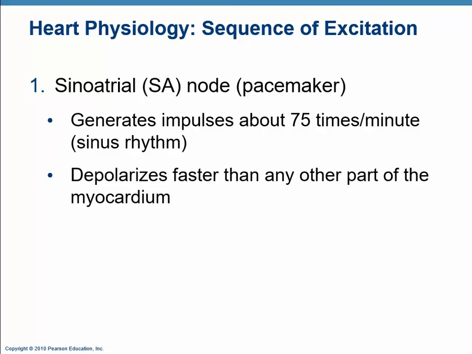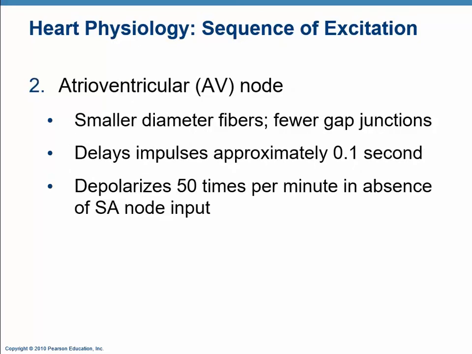When these cells fire, they set off an action potential that spreads through the myocardium of the atrium, and it gets down to this place called the atrioventricular node. Now, there are no gap junctions between the cells of the myocardium of the atria and the myocardium of the ventricles. The only place where this action potential can transmit is through the AV node. There are smaller fibers, fewer gap junctions, and the action potential gets delayed there for about 0.1 seconds.